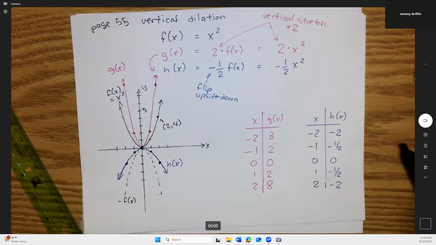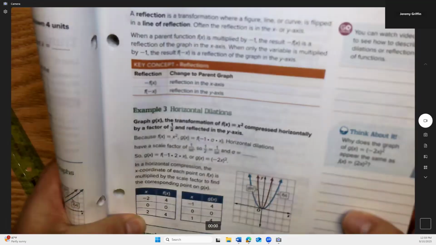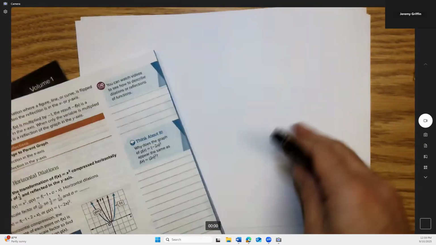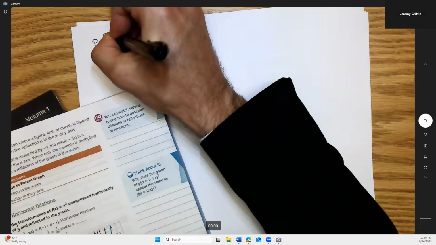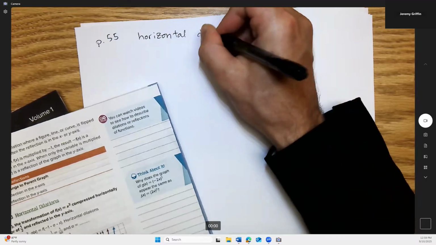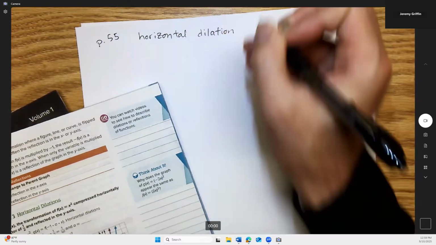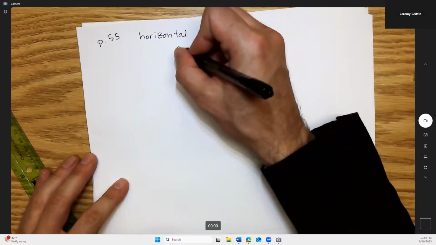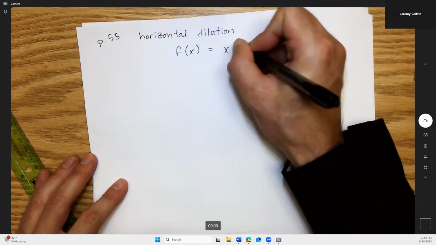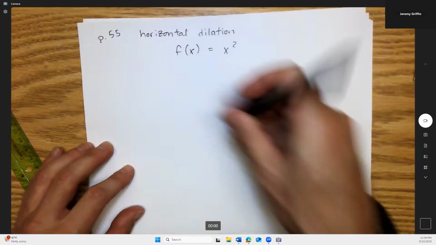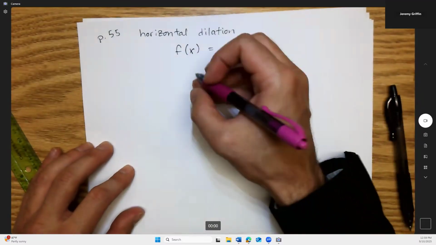Right, so I've got one more dilation to show you guys. This was maybe the trickiest one to think about. It's this horizontal dilation here. So horizontal dilation, still on page 55. I'm just going to start with my parent function, f of x equals x squared. Now, how could I stretch or squeeze this horizontally? So we'll do g of x.